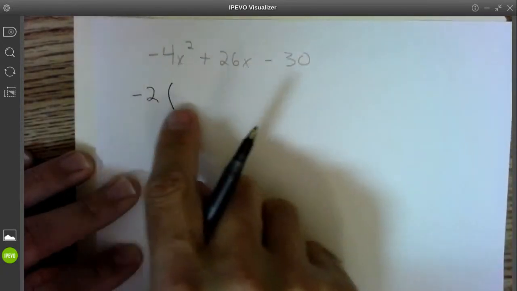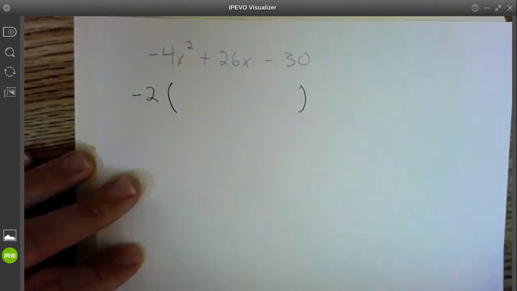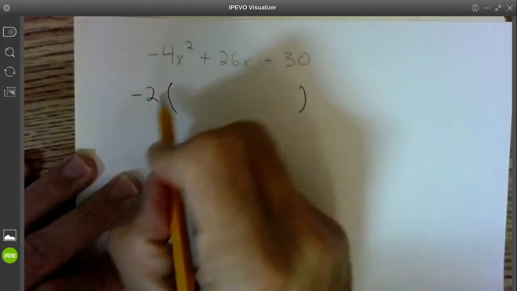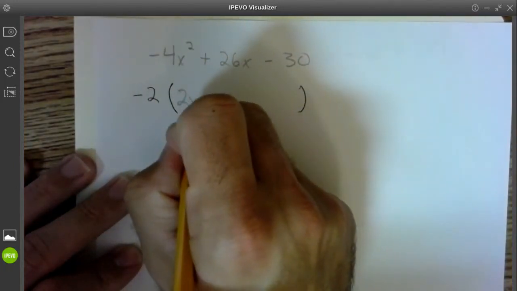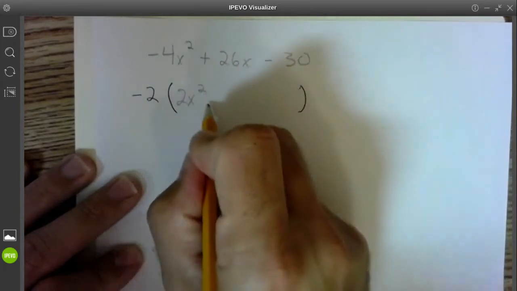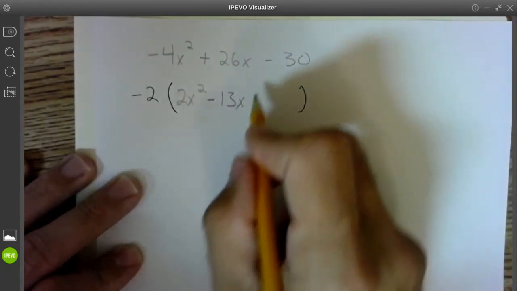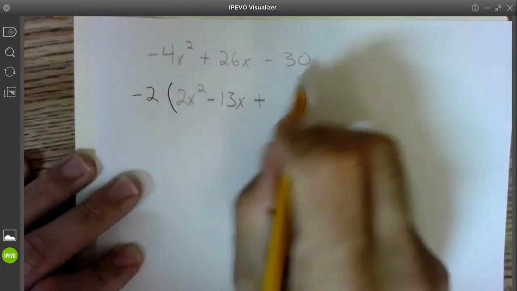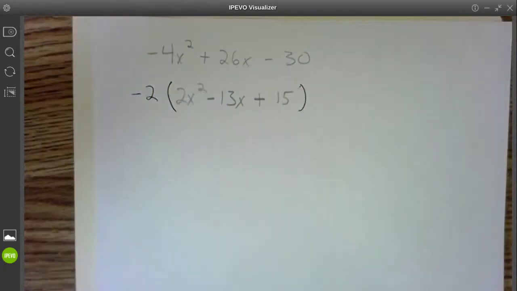All right. If you want to, you could take the rest of it and put it way over here if you wanted. I'll do it like that. All right, so I need to divide all these by negative 2. So that'll be a 2x squared. I got to change my sign and divide by 2. I got to change my sign and divide the 30 by 2. That'll be a 15.